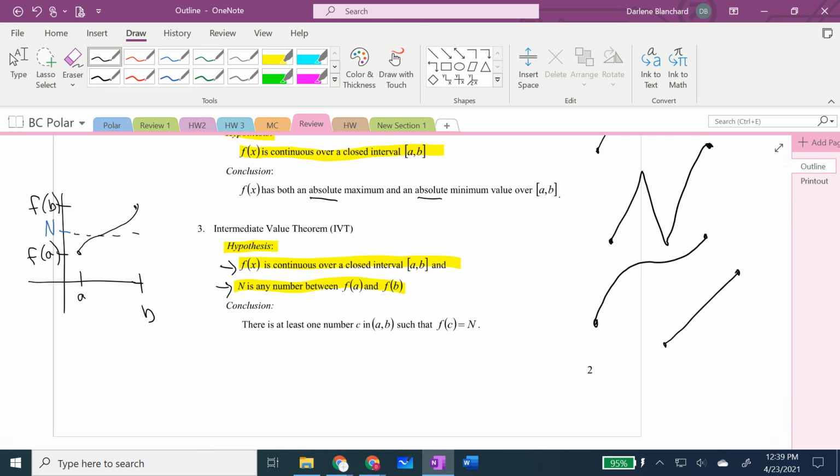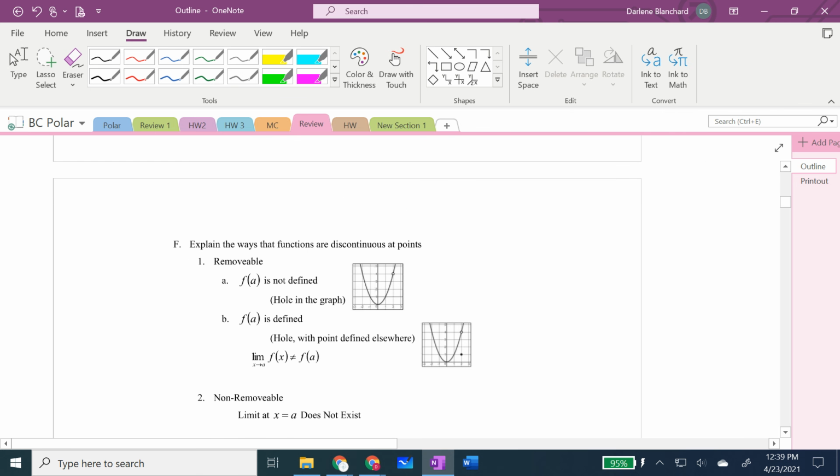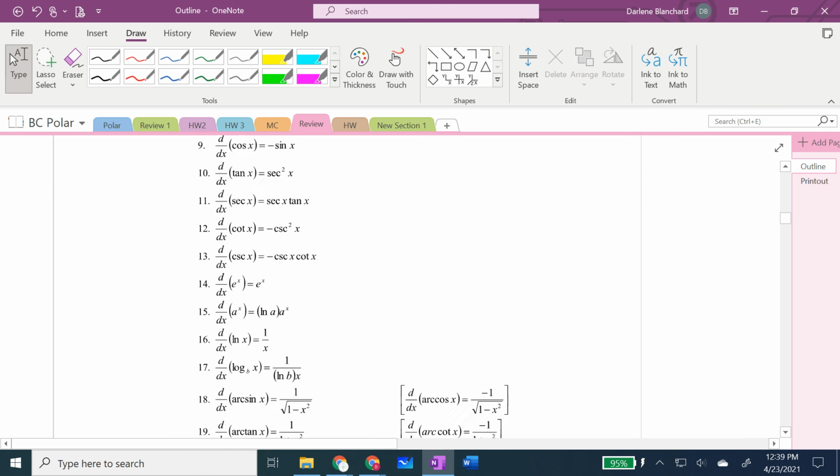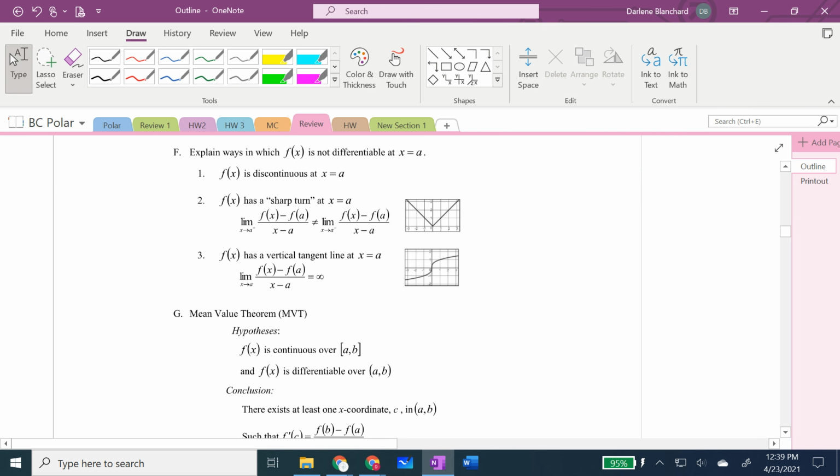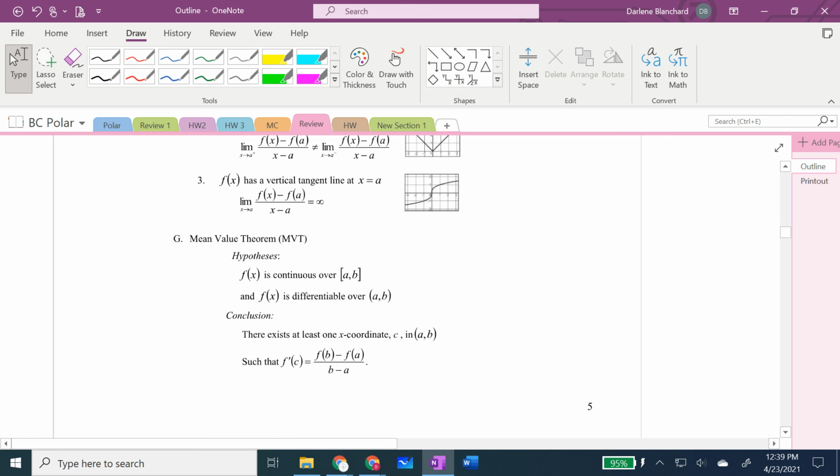Mean value theorem is looking at the need to not only be continuous over the closed interval, but differentiable over the open interval. It doesn't technically have to be differentiable at the endpoints.